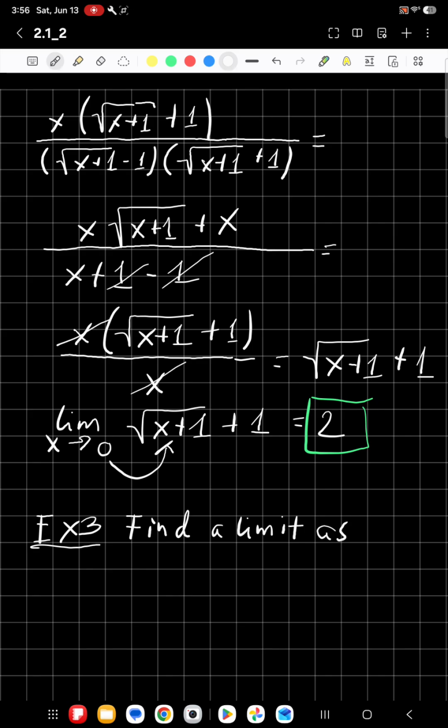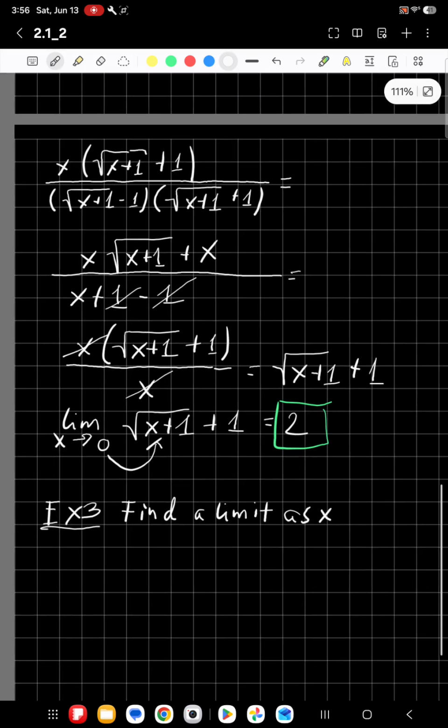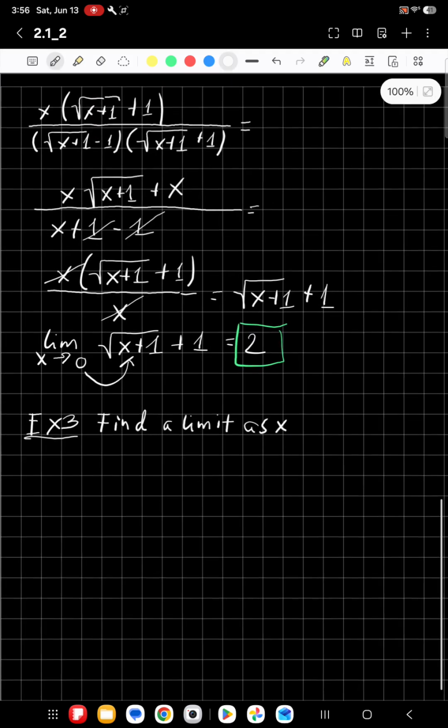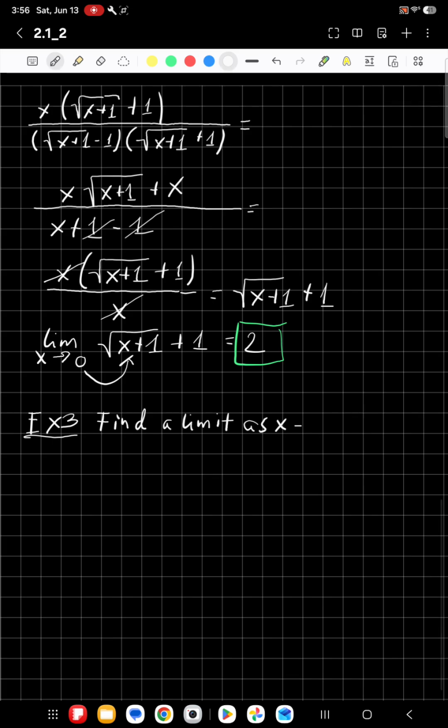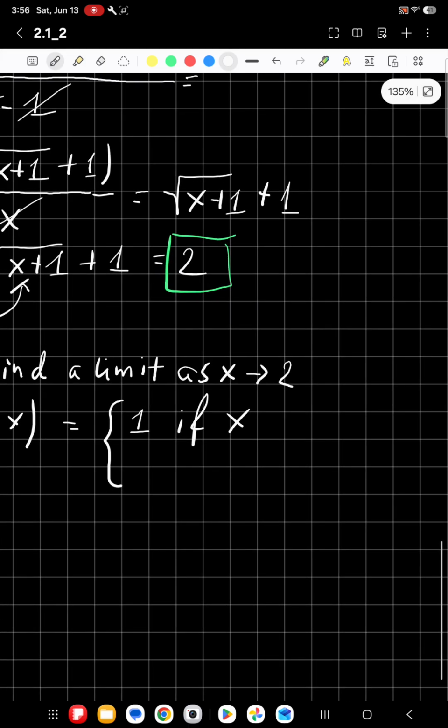Limit as x approaches 2. The function looks like this. It's a piecewise function, actually, so we have 2 functions. f of x equals 1 if x does not equal 2, and f of x equals 3 if x equals 2.